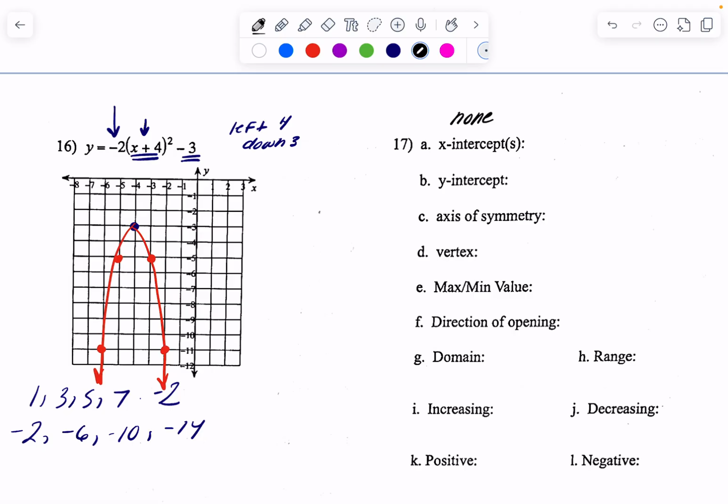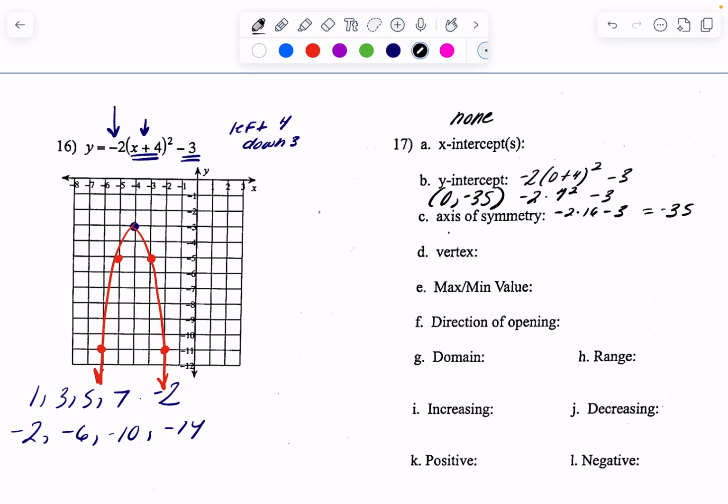All right, so here we go. Let's see here. So y-intercept is when we plug in 0. So if I plug in 0, that would look like this: -2 times 0 plus 4 squared minus 3, which is -2 times 4 squared minus 3, which is -2 times 16 minus 3. -2 times 16 minus 3 is -35. So you'd say I plugged in 0, got -35.